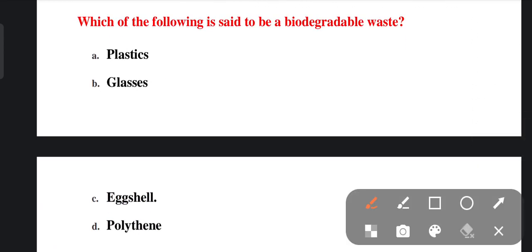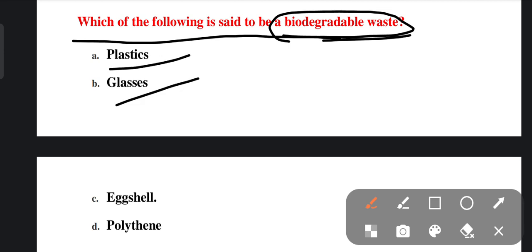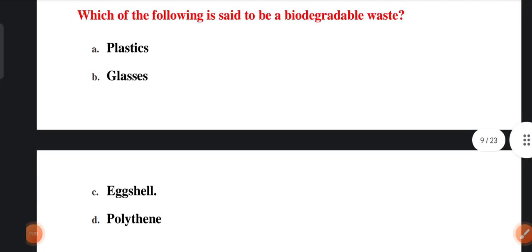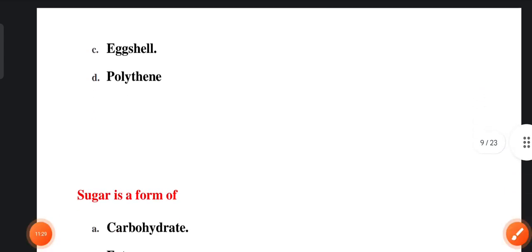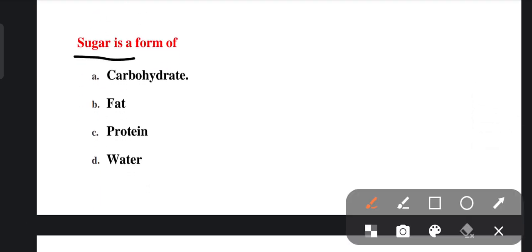So the next one is, which of the following is said to be biodegradable waste? Among these four options, which one is a biodegradable waste? Options are plastic, glasses, eggshell, polythene. The right answer is eggshells. So eggshells are biodegradable waste.